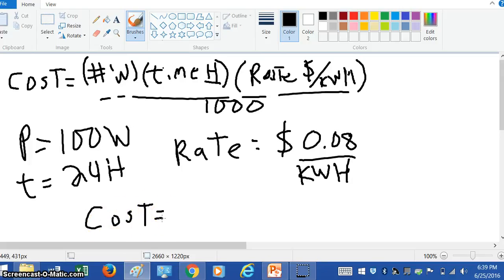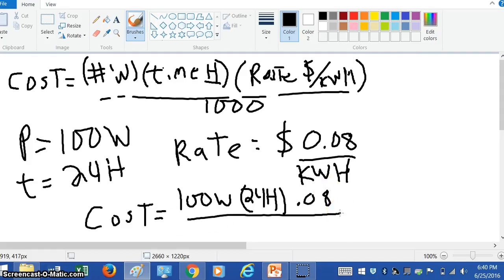It's going to be 100 watts times 24 hours, and then times 0.08, 8 cents per kilowatt hour, and then we divide the whole thing. I didn't put all the units there, but it's per kilowatt hour. Sorry, that's getting all scrunched up. And then you divide the whole thing by 1,000, and that gets rid of the kilowatts, by the way. That's what that's for. And so this comes out to be, let me get my calculator.